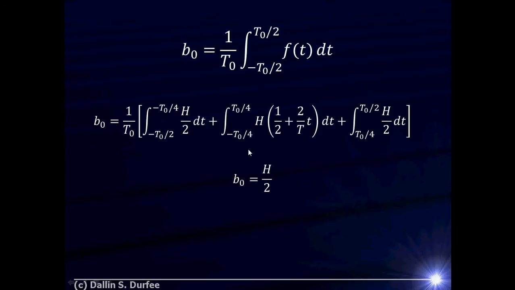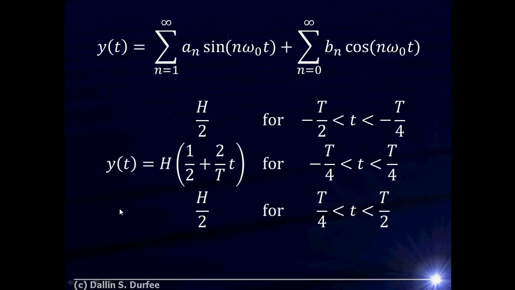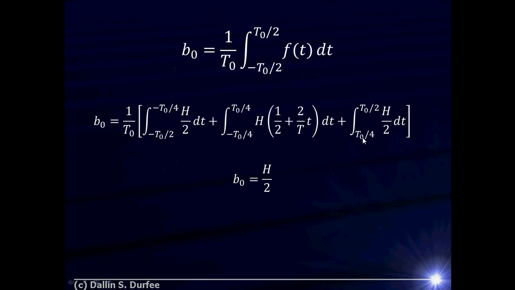And then I'm going to integrate from negative t naught over 4 to t naught over 4, and that's where my function is a line. So I plug in that function right here into my equation. And then I have another integral that goes from t naught over 4 to t naught over 2, and again here it's just equal to h over 2. Doing the integrals, plugging in the limits, it turns out b naught is just h over 2.